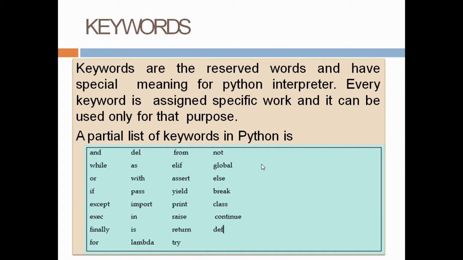Keywords are called the reserved words or the built-in words of a particular programming language. They have some special meaning for the Python interpreter. Every keyword is assigned a specific meaning and it can be used only for that particular purpose. There is a list of keywords which are available in Python, that is and, while, or, if, except, etc.